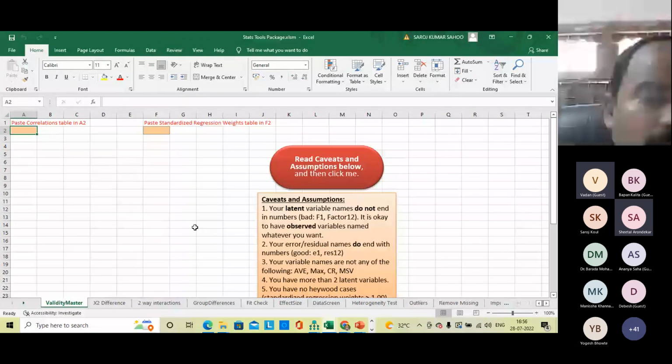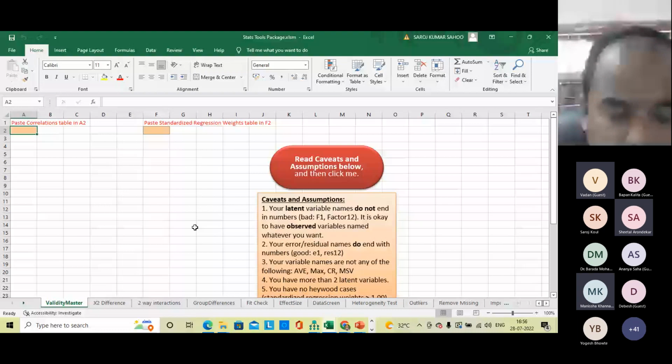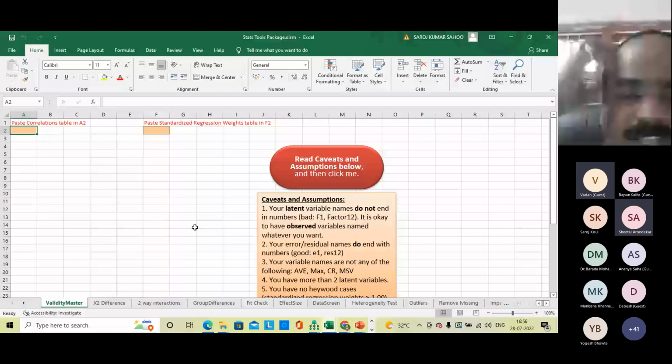Can anybody answer whether my recent Excel sheet is visible to all? Visible to all? Yes, sir. So now see, that particular maximal reliability will be visible in the recent Excel sheet.